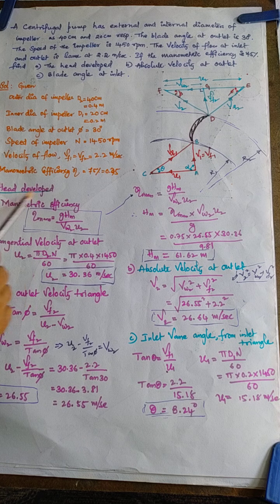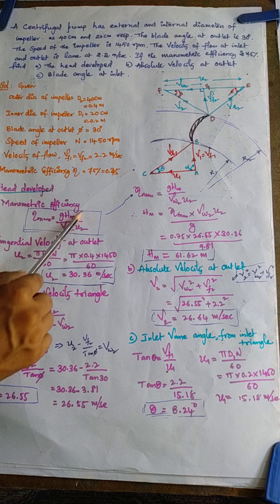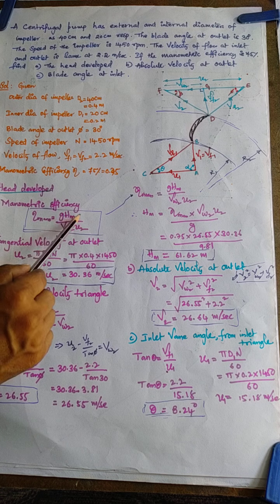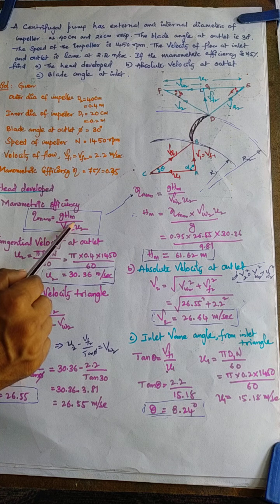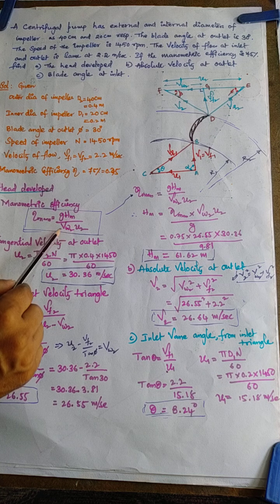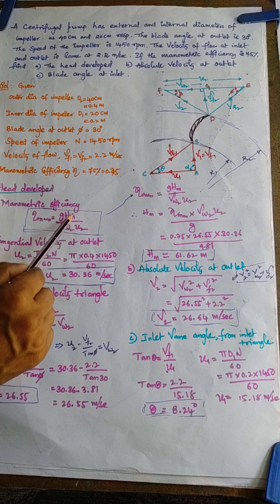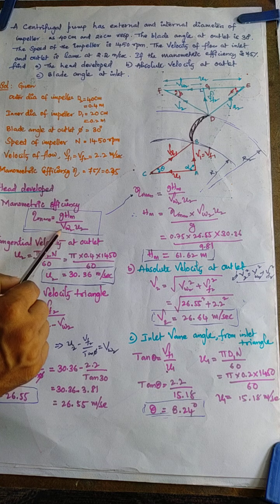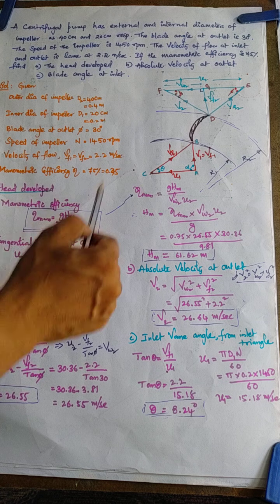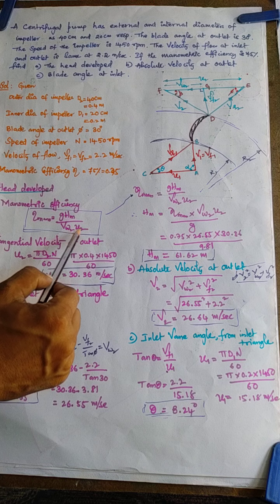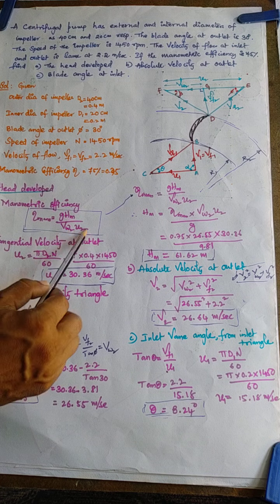So to find the head developed value, we can use the manometric efficiency formula. So manometric efficiency equals manometric head by work done by the impeller per unit weight of the water, that is equal to 1 by g vw2 u2, and head, that is manometric head, hm by 1 by g vw2 u2. So that g can be taken upward, that is g hm by vw2 u2. So this is the manometric efficiency.